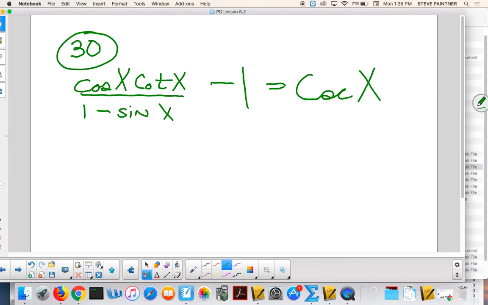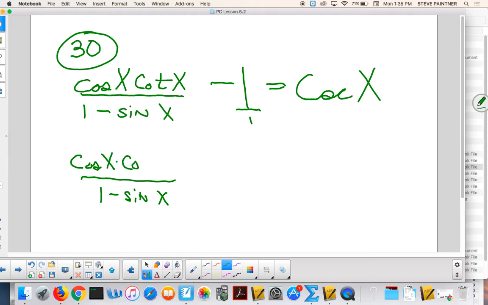We could do that right away. I'm looking at a subtraction problem, like fraction minus fraction. I feel like you guys should do this. Get your common denominator. What is it? 1 minus sine. Okay. So I think you should do something like this. Just get started.